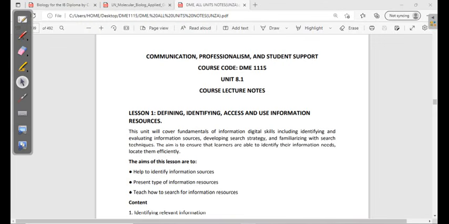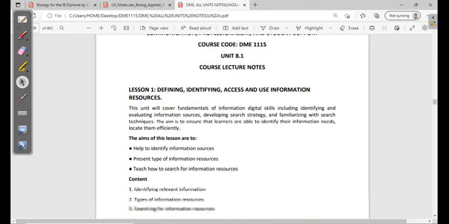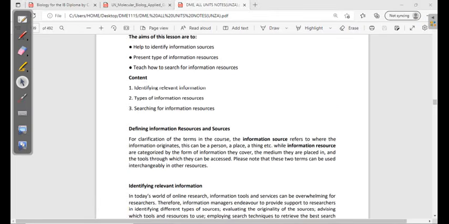As we look at this topic, Information and Digital Skills, we need to understand how to define, identify, and also access and use information resources. In this unit, we are going to concentrate on these concepts: first of all, identifying relevant information, then types of information resources, and also searching for information resources.